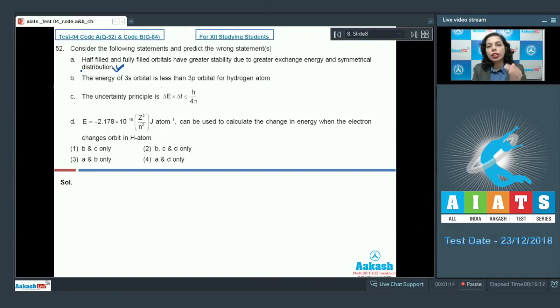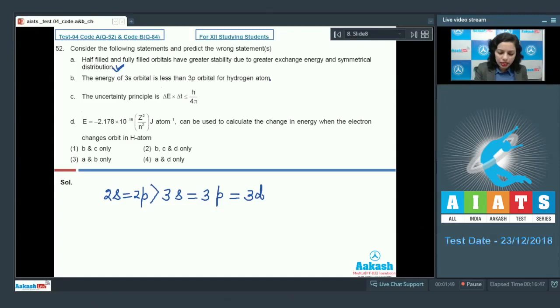Further, we have: the energy of 3s orbital is less than 3p orbital of hydrogen atom. If we talk about uni-electron systems like hydrogen-like species, in those cases the orbitals present in a particular shell have degenerate energy. It means if we talk about the third shell, the energy of 3s, 3p and 3d would be equal, while the second shell, 2s and 2p, will have less energy as compared to 3s, 3p, 3d. It means statement B, which states the energy of 3s orbital is less than 3p orbital for hydrogen atom, is the wrong statement.